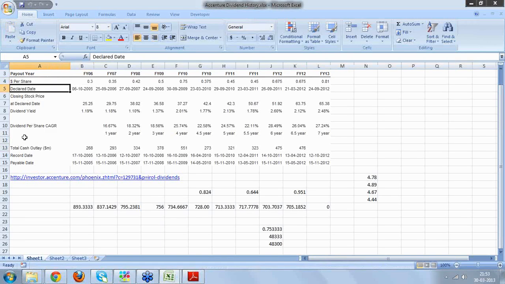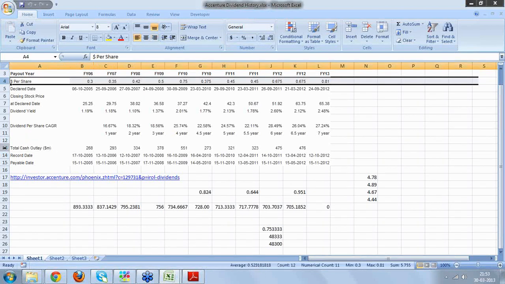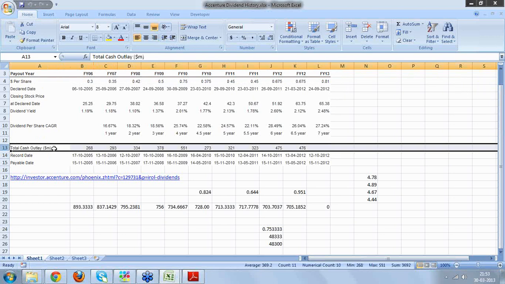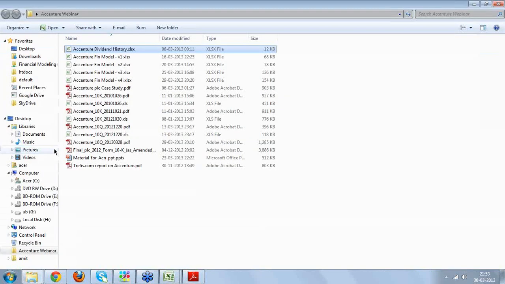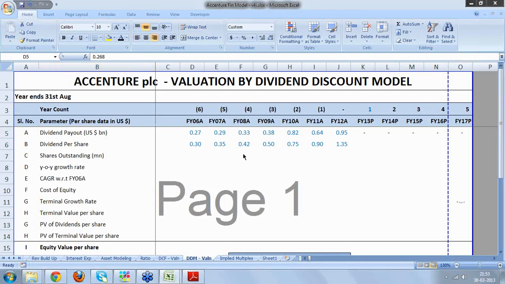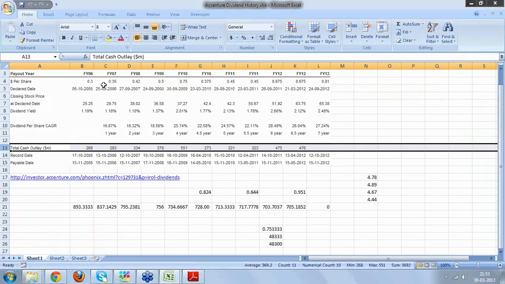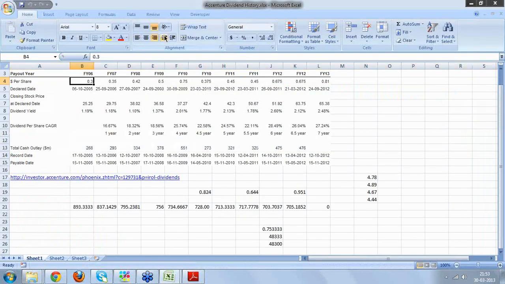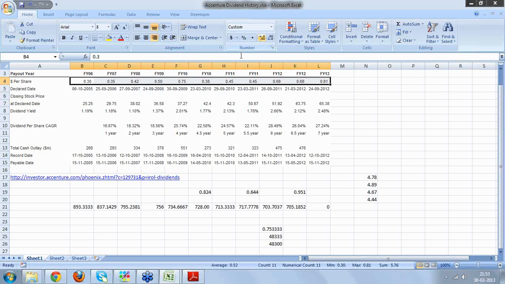So what is the dividend that they have and what is the total cash outlay? You can see dividend per share here. You can see total cash outlay here. So I have picked up the same thing in my model here. So in FY06, 0.27. So select all of them and increase. It's again something that has been downloaded. The link was already sent to you. So pick up the value from here.